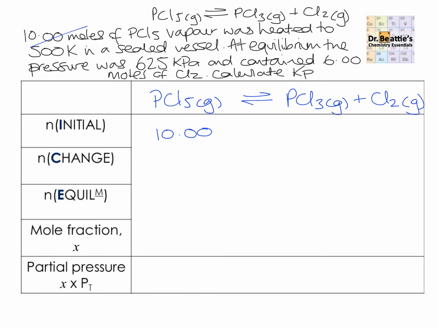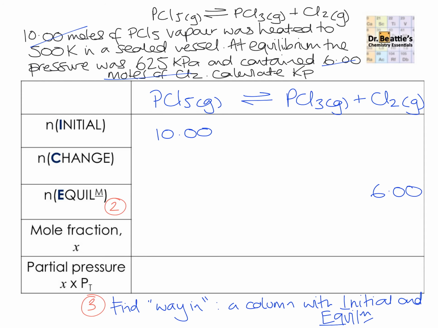And then if we carry on reading and extracting the information, we want to now look at any equilibrium values that we're given. So it was heated to 500 Kelvin in a sealed vessel. At equilibrium, the pressure was 625 kilopascals and contained 6 moles of chlorine. So that's our piece of information there. I put that in on the row for number of moles at equilibrium, and it's for the Cl2. So that's all the information there in terms of moles initially and at equilibrium.